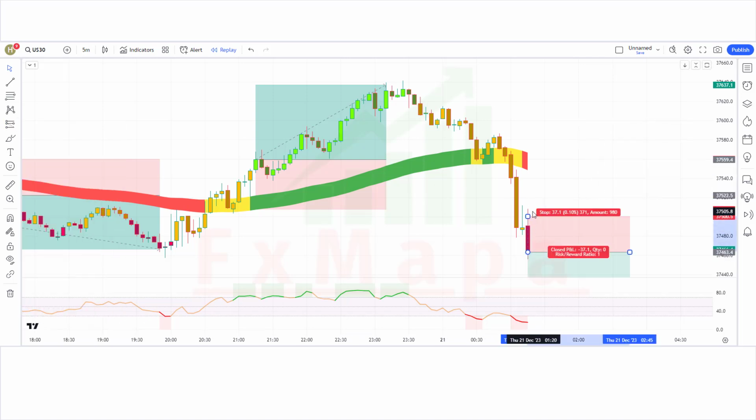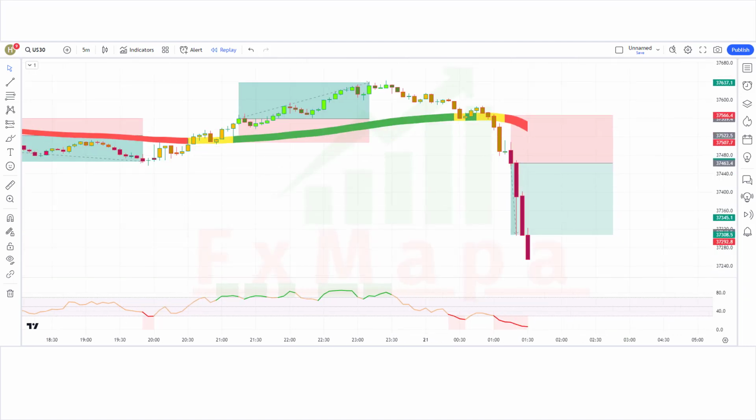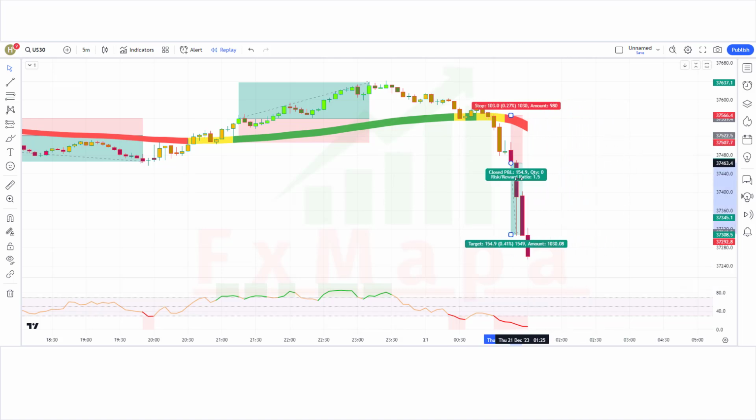Our stop loss will be placed at the Riva-Keltner indicator strips higher. And the risk to reward ratio will be 1:1.5. Let's see what happens to our trade. We have won the trade. Wait for the next signal.